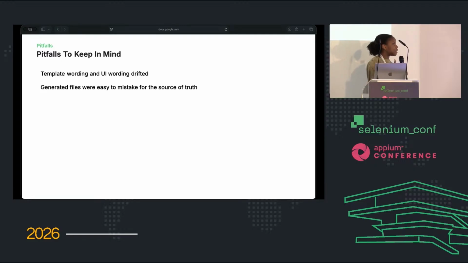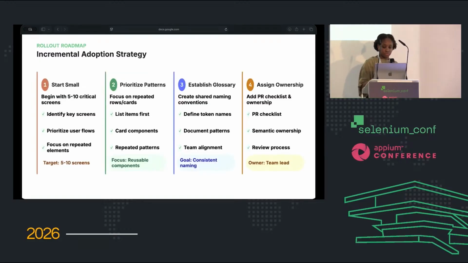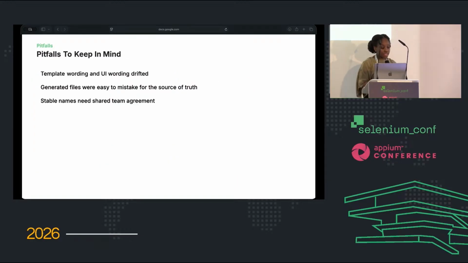And then generated files were easy to mistake for a source of truth. So instead of having a generic test file that you can edit, we made sure that we have a file that generates the test, and then left comments to say that if you edit this file, it will be overwritten when you rerun the generation command. Stable names need to be agreed upon by teams so everyone knows exactly what they're looking at.